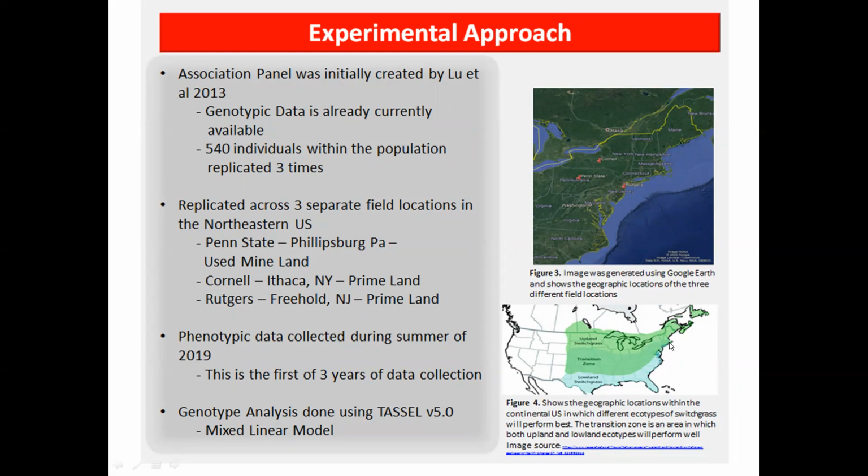It's probably in the transition zone, but it's right on the edge between the northern upland zone and the transition zone. So next, the phenotypic data used in this presentation was collected during the summer of 2019 and was the first of 3 years of data to be collected for this project. Measurements such as height, circumference, and anthracnose disease ratings were taken. Lastly, genotype analysis was done using Tassel version 5, and a mixed linear model was performed to make associations between the specific SNP markers and phenotypic traits.